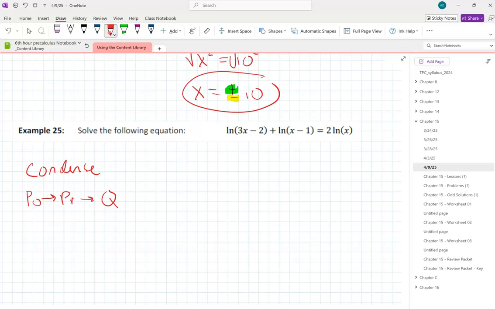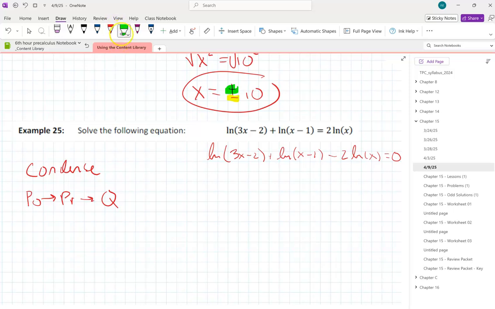All right, so I'm going to start by simply moving all the logarithms onto one side. So I'm going to subtract that 2 natural log of x from both sides. So I have all the logs on one side. Everybody feel good? Okay.